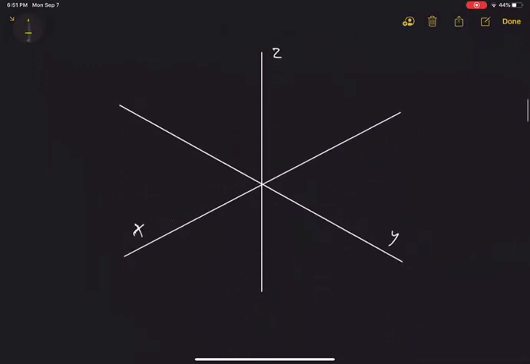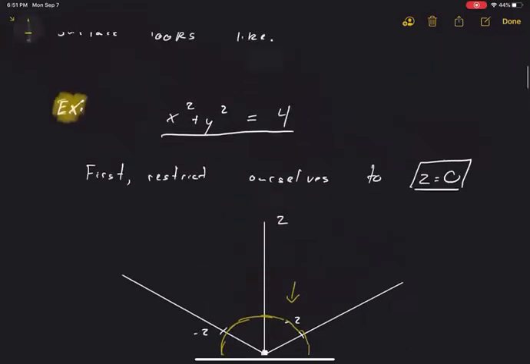Maybe I move up to z equals 2. So now let's look at this slice through z equals 2. Again, I have this plane through z equals 2, this horizontal plane, but it's moved up a couple units. Then in that plane, again, I have some curve. Now what is the curve in that plane?